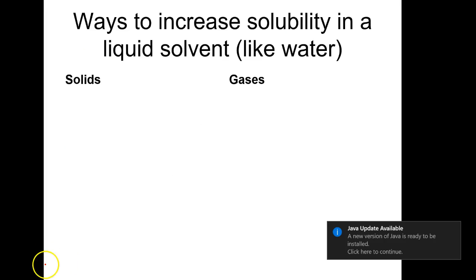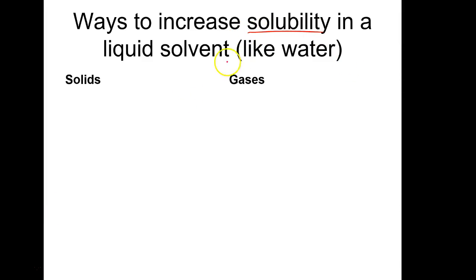So there are several ways to increase the solubility in a liquid solvent. So if you're talking about dissolving something in water, if you're talking about a solid, one way to do it is heat it up. You may have noticed that sugar dissolves better in hot tea versus cold tea.